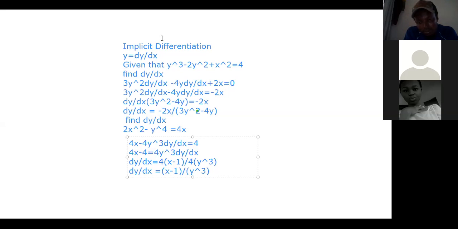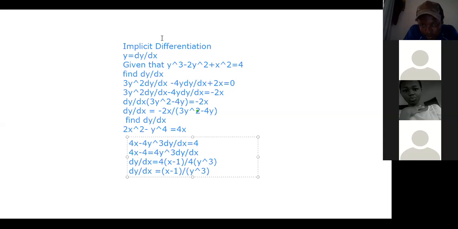So this is the question again. Find dy/dx if 6y minus 3x raised to the power 4 is equal to 2y raised to the power 6. Are you all there? Yes, sir. So do it for me.